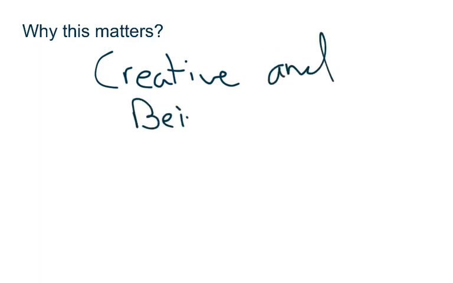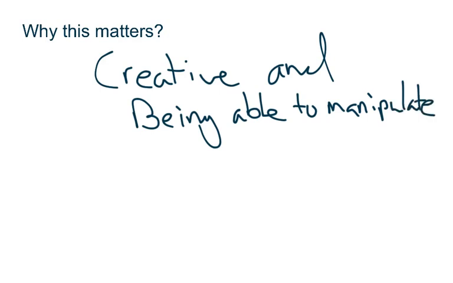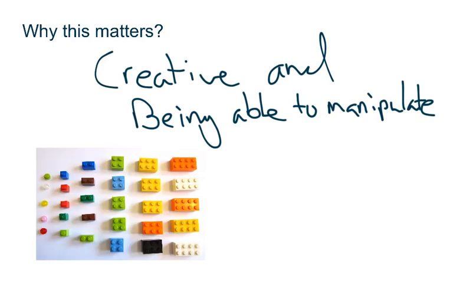Learning about equivalent expressions is really about being creative, and being able to manipulate. The best analogy I can come up with is using Legos. So consider this picture down here on the left. Let's say you're doing something with Legos and you need a piece that's 4 by 2. But man, you can't find a 4 by 2 piece.